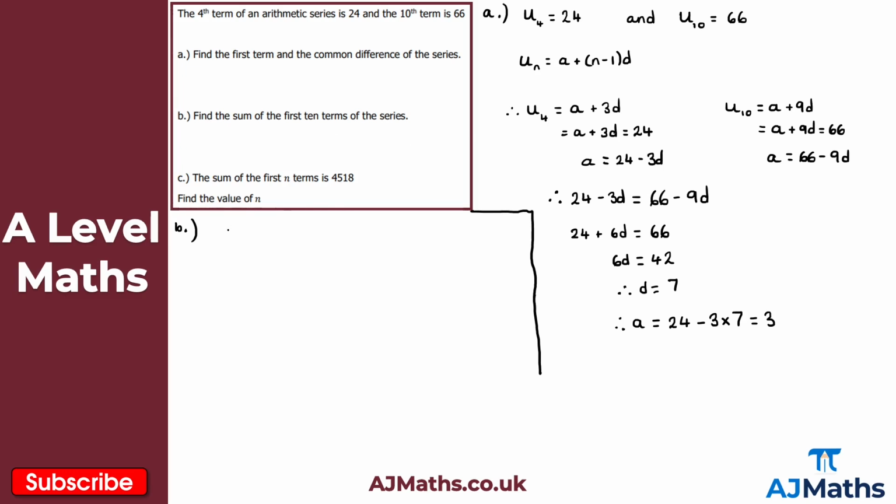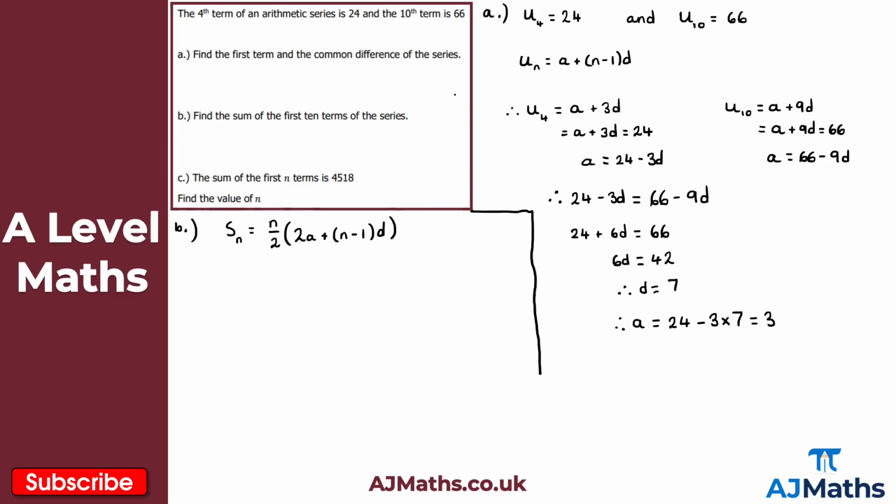So we need S10. To find S10, we need the sum of the first n terms formula, and this is for an arithmetic series here. So Sn is equal to n over 2, times 2a, plus n minus 1 times d. Like so. Okay. Obviously, if you do know the last term, you can use the other formula here for the sum of the first n terms.